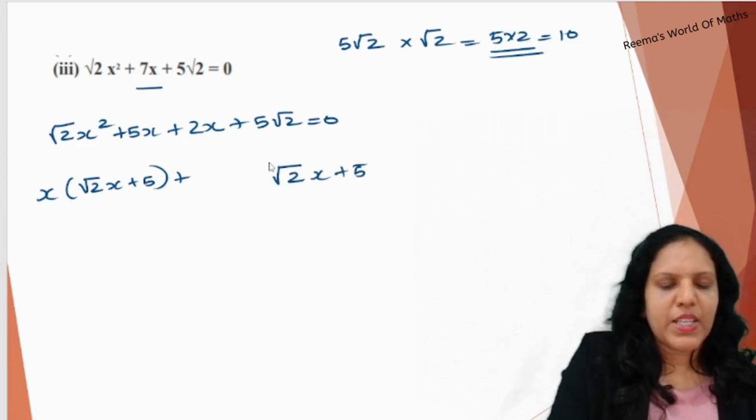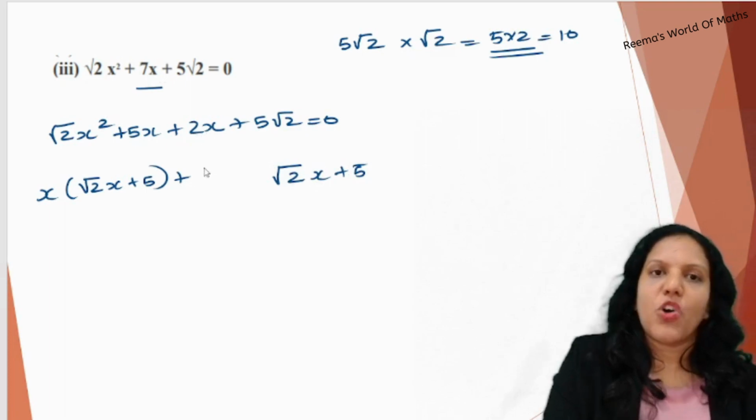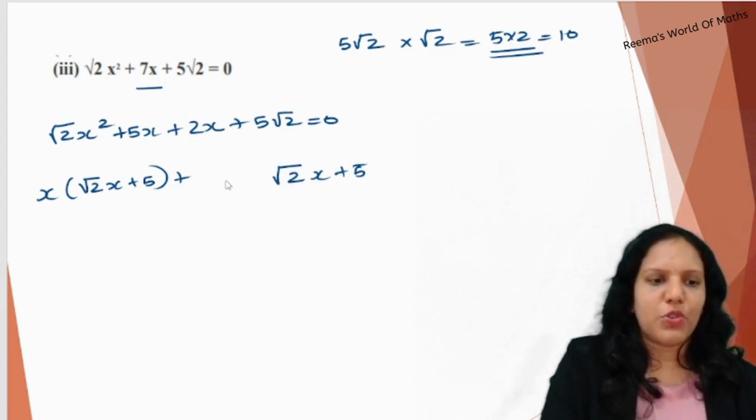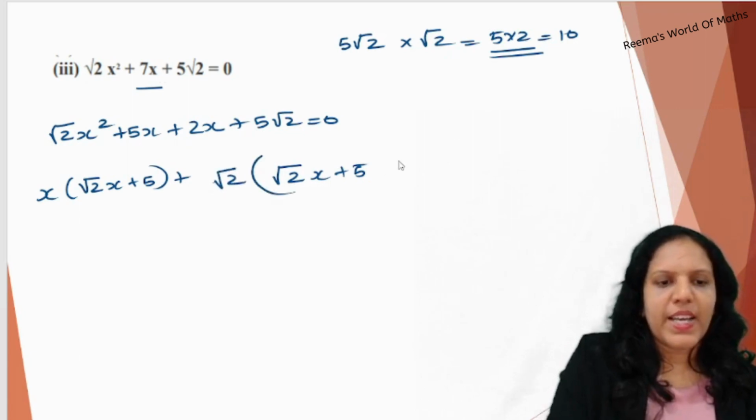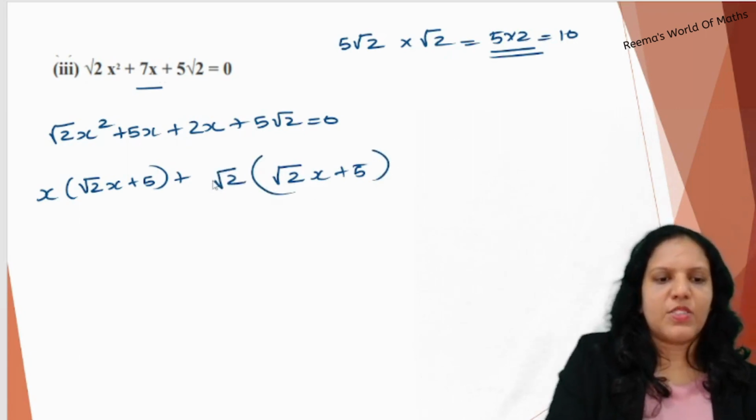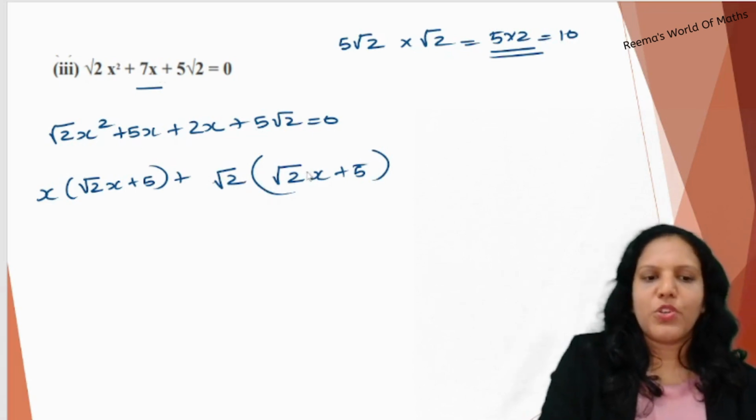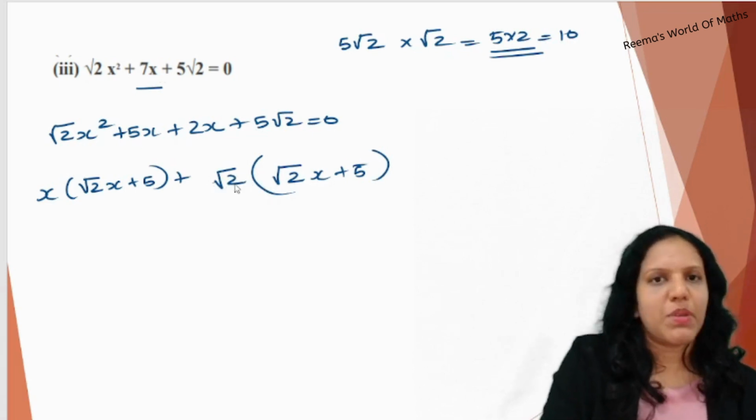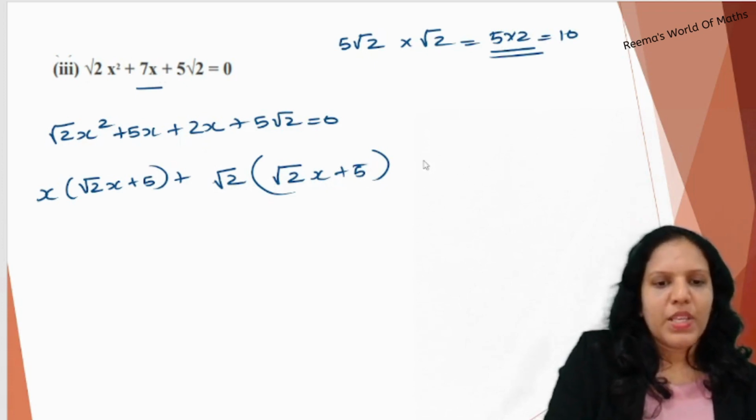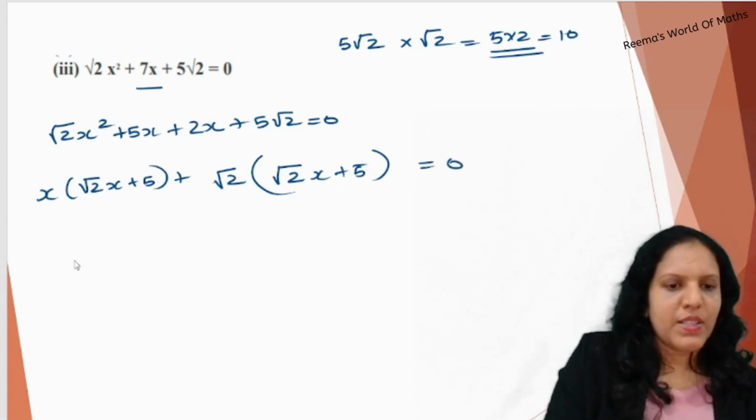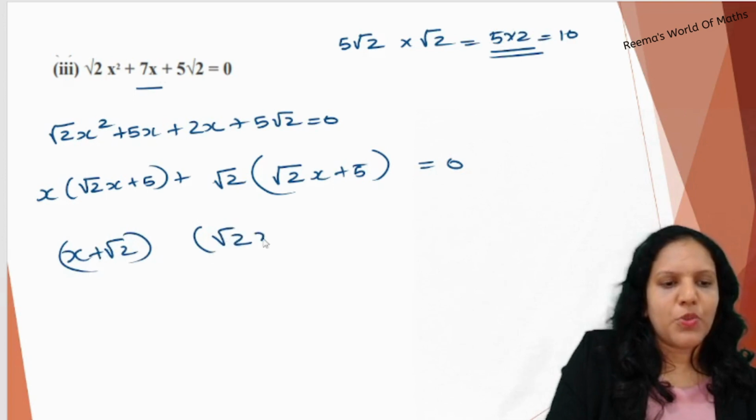So what can we take outside? We can split 2 as √2 multiplied by √2. So we can take √2 outside and it will be like this: √2 multiplied by √2x. √2 multiplied by √2 will give you 2, plus 5 equals 0. So that is (x + √2) multiplied by (√2x + 5) equals 0.